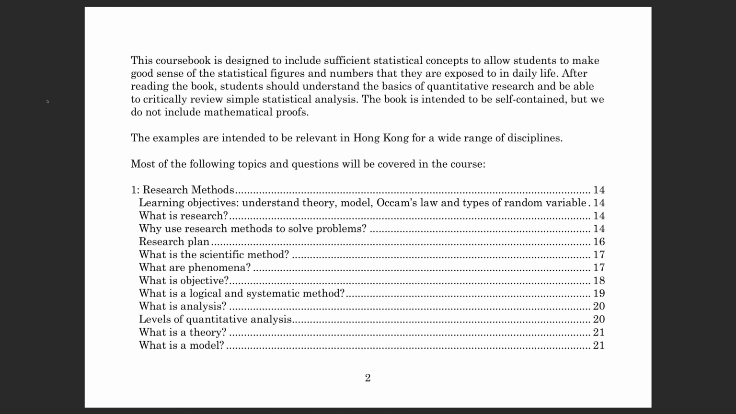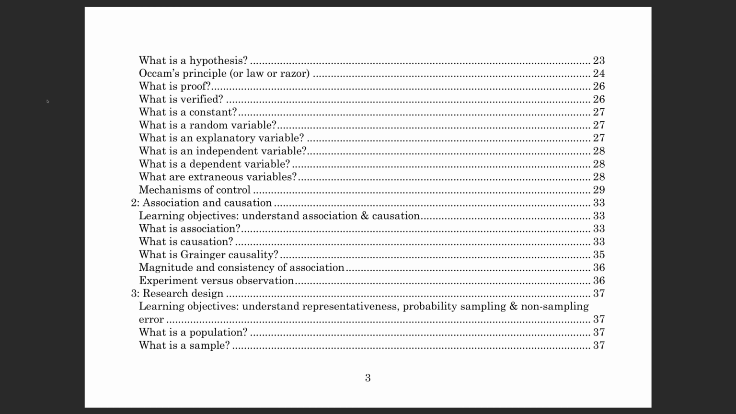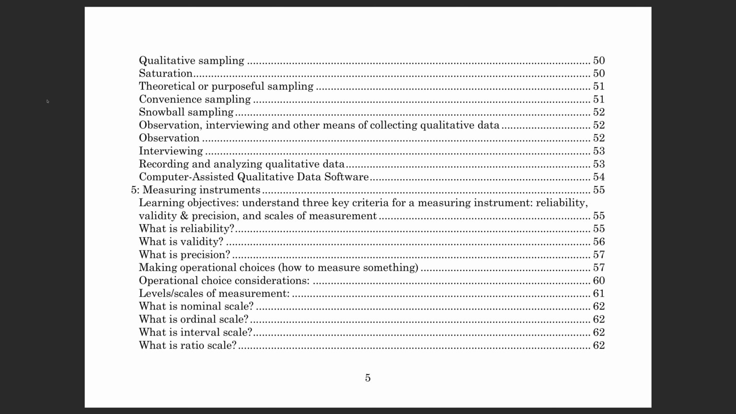Now, I'm assuming in this course that you have already done a fundamental research methods course. So if you're not clear about Occam's law and research methods, please look at chapter 1. If you're not clear about different types of variable, that's also included in chapter 1. Chapter 2 covers association and causation. Chapter 3 covers research design, including probability samples. Chapter 4 is a very brief summary of qualitative research. Chapter 5 is about measuring instruments and how to evaluate them, including reliability, validity, and precision.